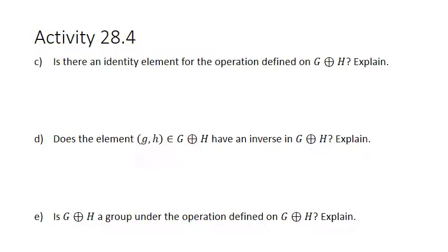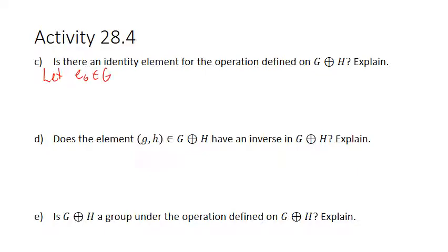Okay, part C, is there an identity element for the operation defined on this external direct product? So let's call the identity elements, we need the identity elements from G and H to do this, and then it's just going to be the ordered pair with those two. It's not very complicated actually, it's kind of obvious. That's what it should be.